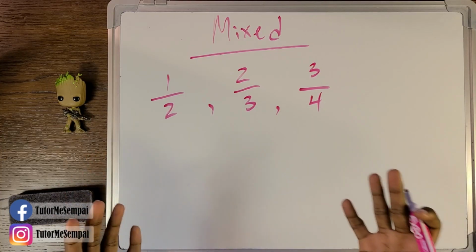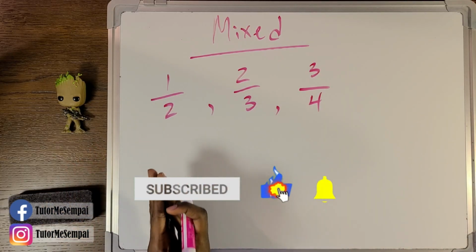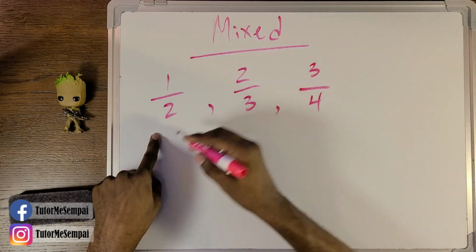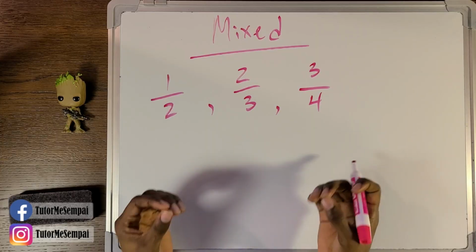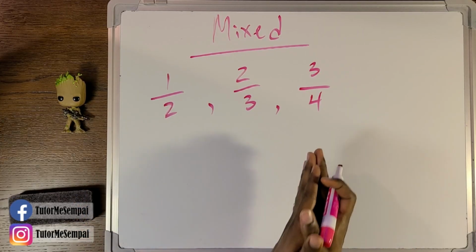Now, if you look at this, it may not be super obvious which one's going to be smallest and which one's going to be biggest. But as you see, nothing is going to be the same. No numerator, no denominator. This is our mixed group. So in cases like this, you're going to have to do a little bit of math. The goal for this group is to get them all with the same denominator.